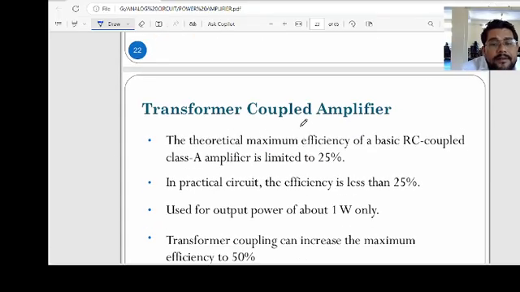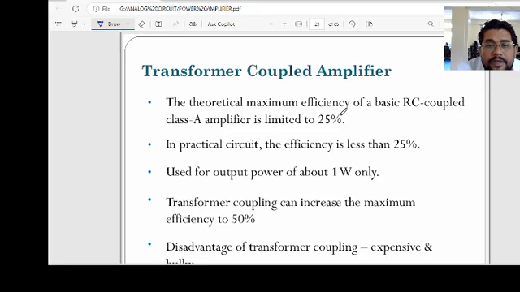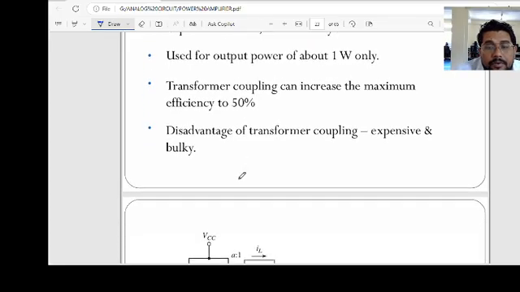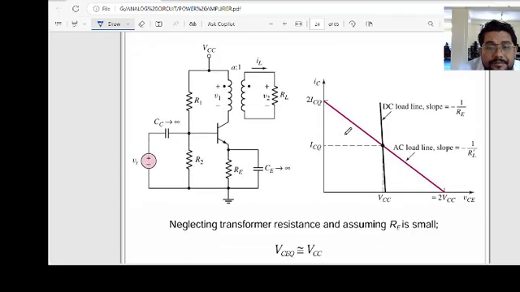Transformer coupled amplifier. This is the RC coupled amplifier, and this is the theoretical efficiency of an RC coupled amplifier. For any type of class A amplifier the efficiency is limited to a maximum of 25%. In practice it is less than 25%. It is used for output power only up to 1 watt, and transformer coupling can increase the maximum efficiency to 50%. Disadvantage of the transformer coupled amplifier: it is expensive and bulky.